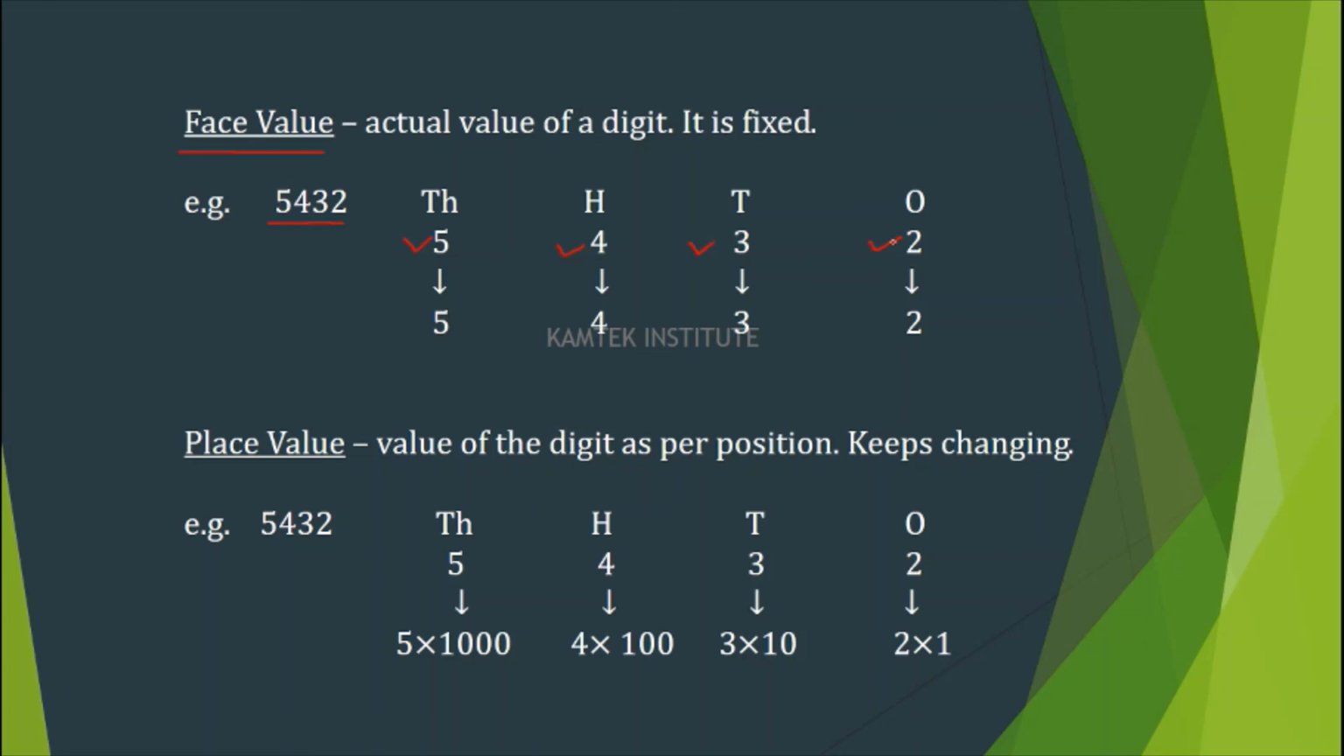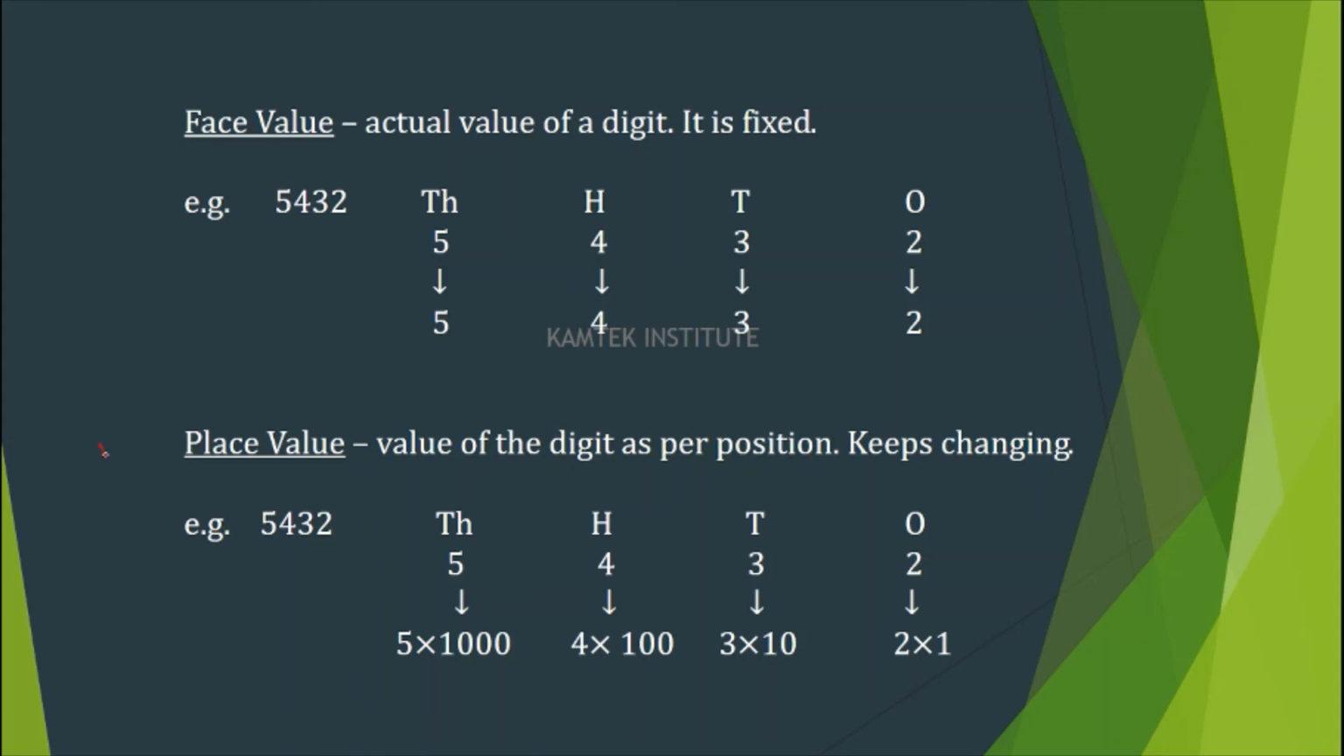Face value of the digit is the same as the digit itself, irrespective of where it is placed in the value chart. So 5 will remain 5 even though it is in the 1000th column, 4 will remain 4 and 3 will remain 3 and 2 will remain 2. So this is called the face value.